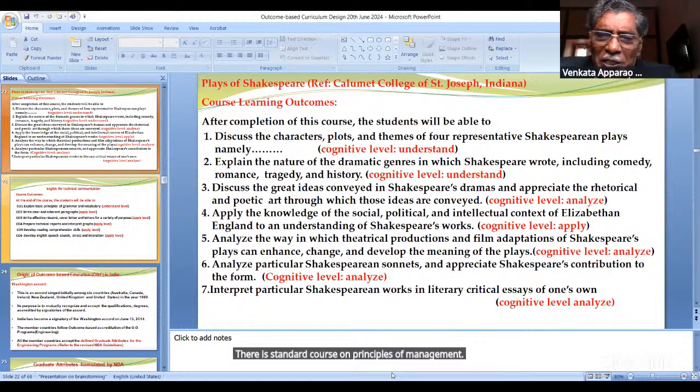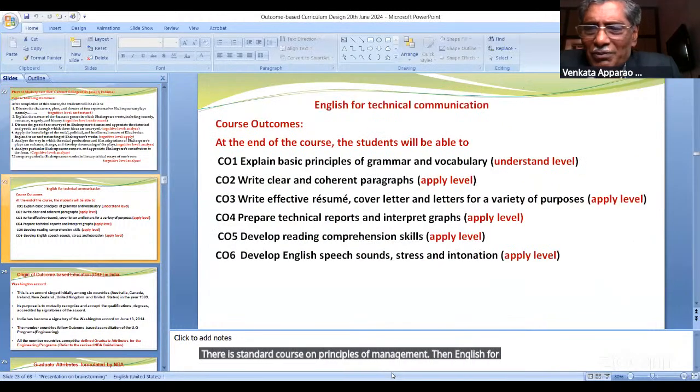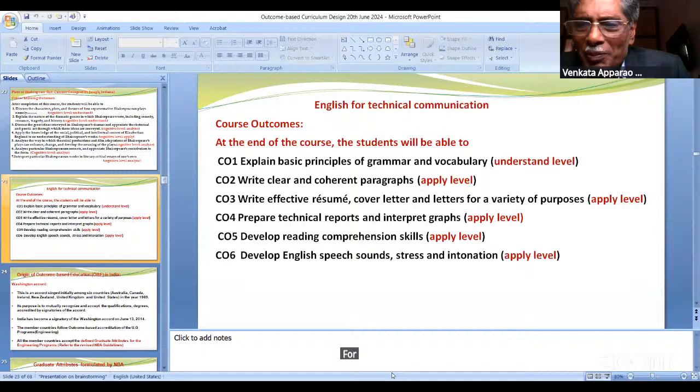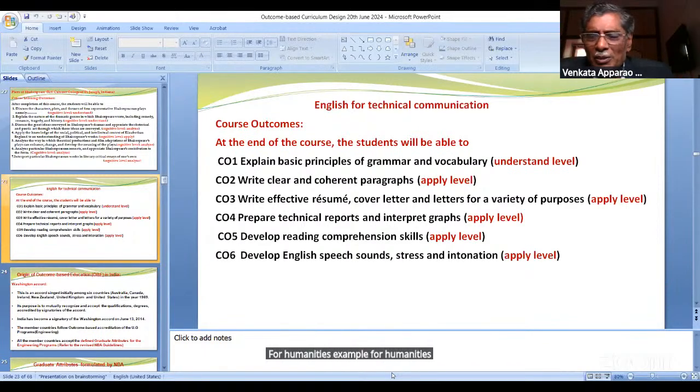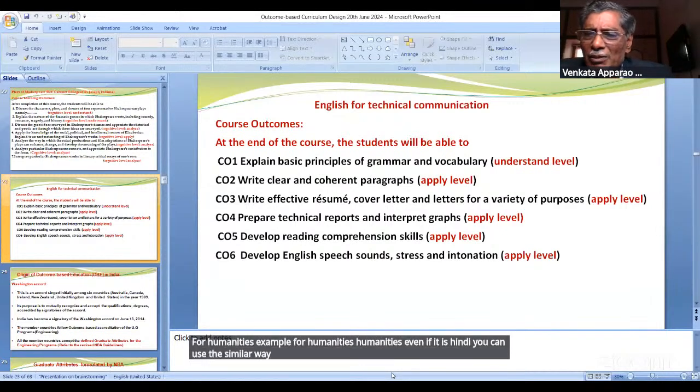Then English for technical communication for humanities. Example for humanities. Even if it is Hindi, you can use a similar way. Marathi, you can use in a similar way. Analyze level is possible.